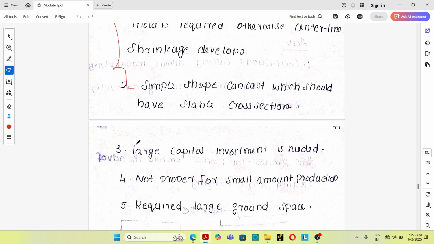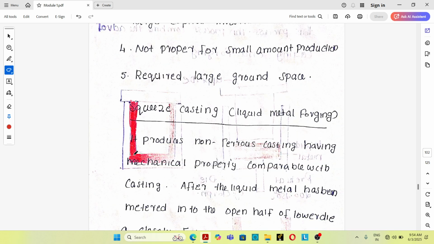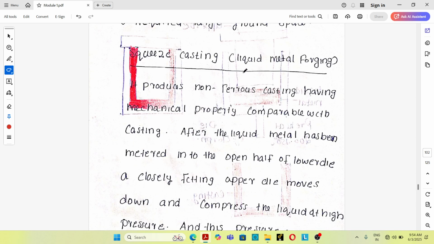So this is about the continuous casting process. The main application of continuous casting process is producing a square billet that is later used for producing TMT bar using the rolling process. Okay. So next one is the CSKU casting process.